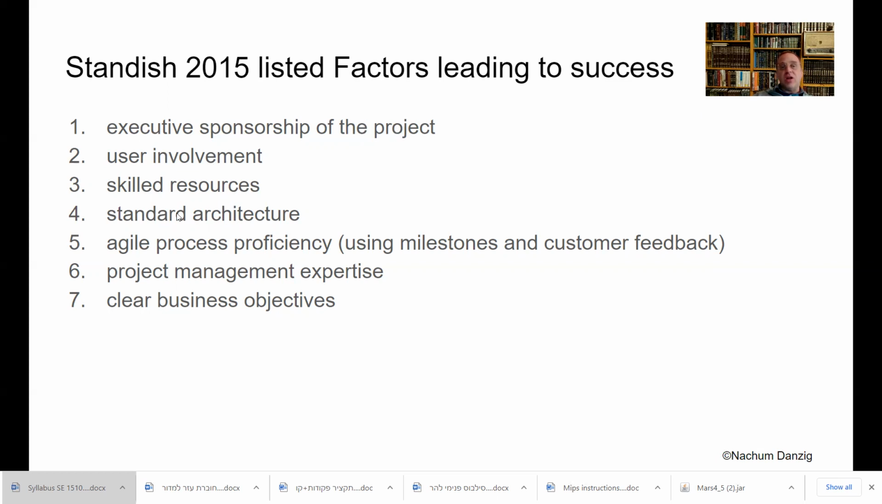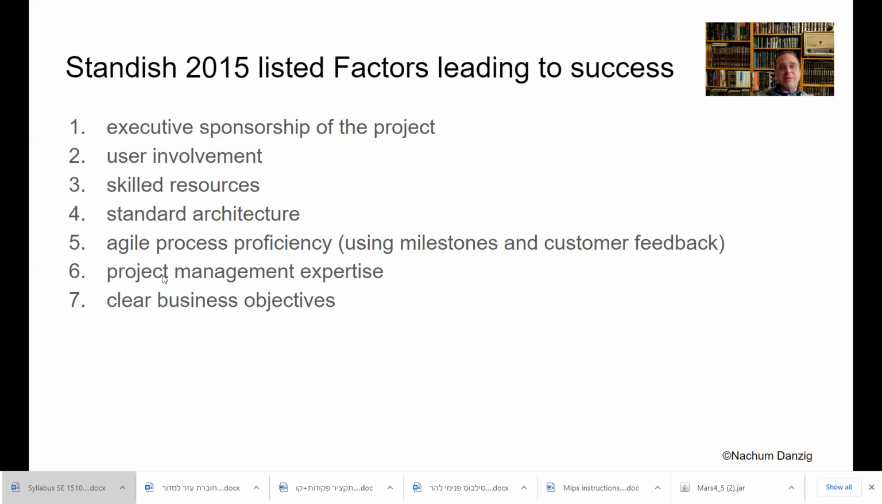You use a standard architecture. You don't try to invent a new design. You try to use a previously used architecture. And then we have this agile process proficiency. Agile process proficiency means that you're constantly reevaluating what you're doing. You're changing sometimes what you're doing, and you have a system developed that allows for changes while you're making it. And you use milestones, which means you say, I want to have this feature by this date and this feature by that date.